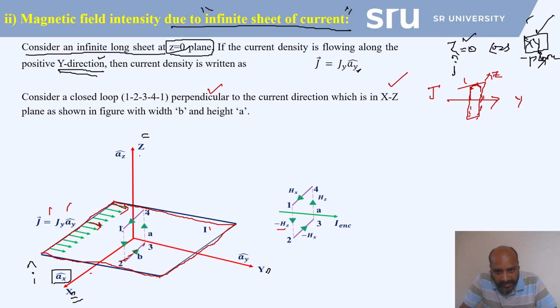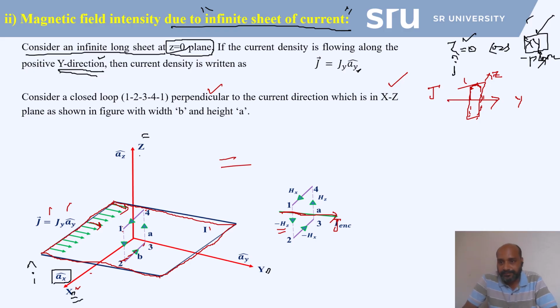1 2 is a downward direction, so the magnitude will be minus hz. 2 3 will be minus x, because it is inwards, so minus hx. 3 4 is in positive z, so the magnitude will be hz. And 4 1 will be in the x direction that we defined, so it is plus hx. And this is the direction of the current density j, enclosed, because this current is enclosed by this closed path. This is about the diagram.